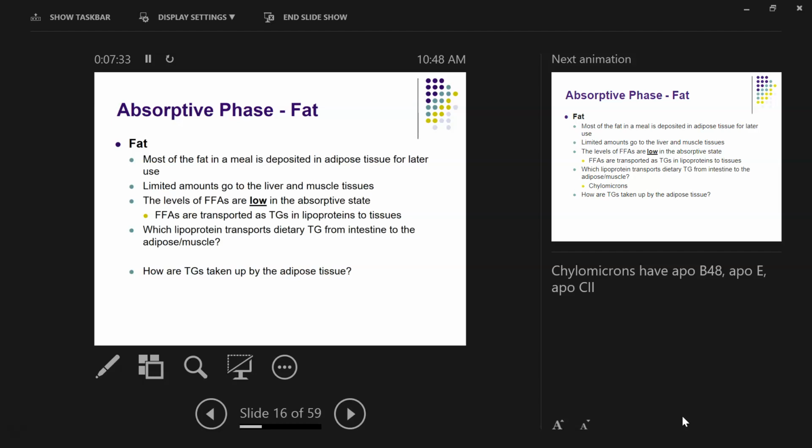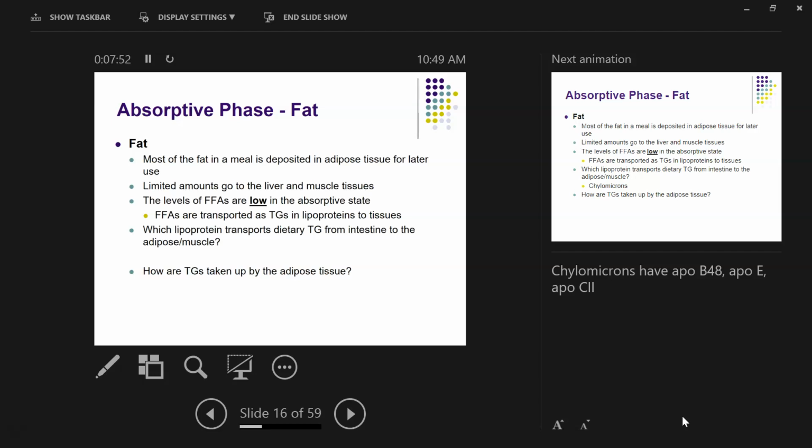And here's the question: which lipoprotein transports dietary triglyceride from the intestine to the adipose tissue? Do you still remember? Which?